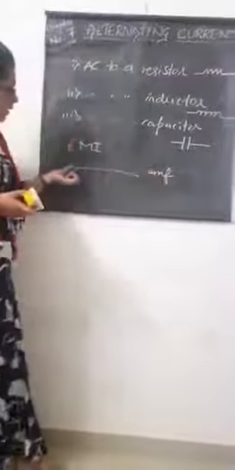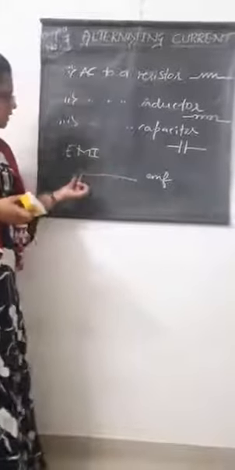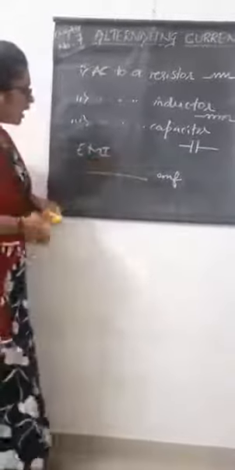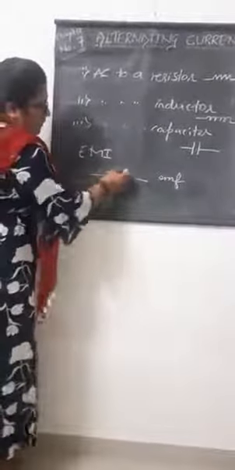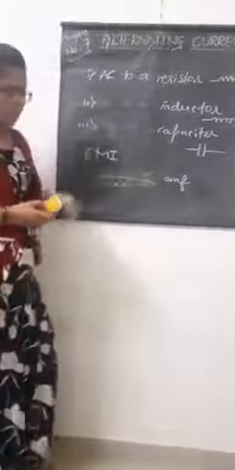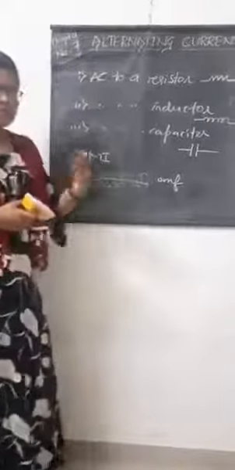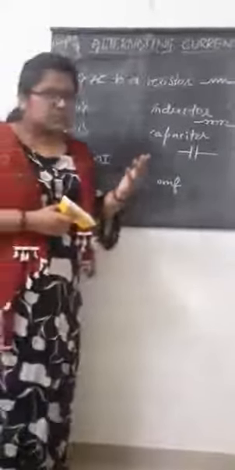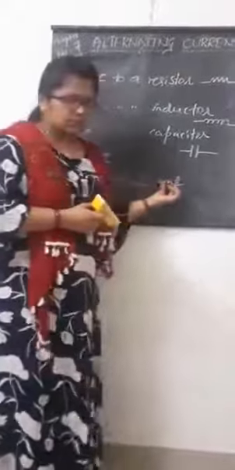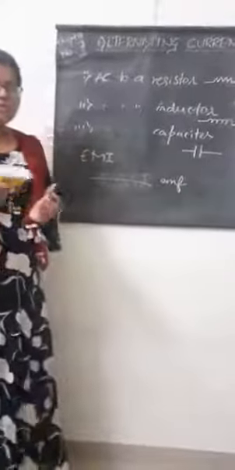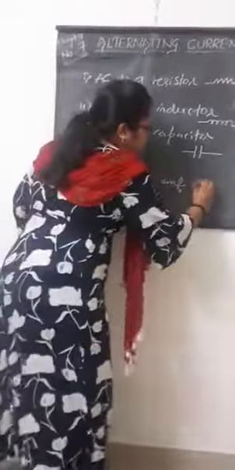So whenever current is flowing in a current carrying coil or conductor, a magnetic field is produced around it in a circular manner, and that magnetic flux is continuously changing. That magnetic flux produces an EMF in the circuit. EMF is produced means what? Voltage is induced. So there we will use the word induced.